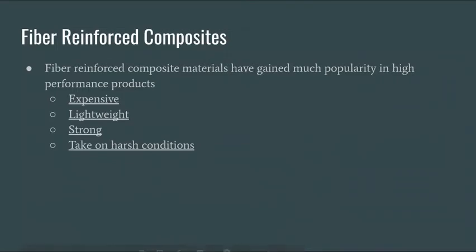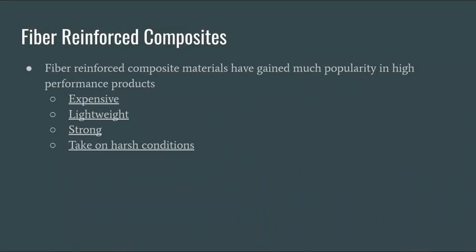So fiber reinforced composites gained much popularity in many industries, and they are so popular and are used in high performance products because they are lightweight, strong, and take on harsh conditions. But one little drawback that we face is that these fiber reinforced composites, since they are so lightweight, strong, and able to take on these conditions, are expensive. So these really describe why they are used, but that is one drawback.